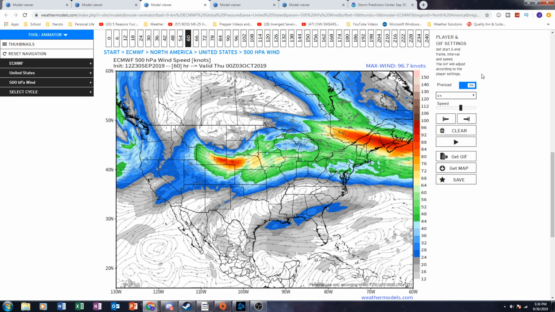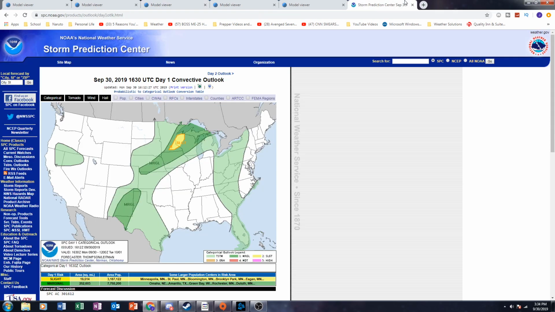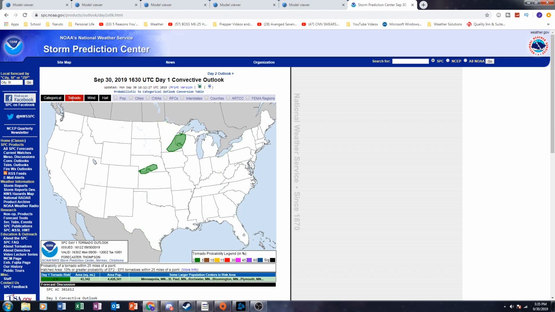Now, I know I'm kind of jumping here. Actually, I won't jump. I'll go straight to the SPC. We see that there's this area of slight risk for today for the Minnesota and Wisconsin area. And we've got a marginal risk for severe storms stretching all the way up from Canada to about Nebraska and parts of northern Kansas. And then we have another marginal risk here for New Mexico and Texas. So the tornado threat is down to about 2% in both Nebraska and Wisconsin and Minnesota.